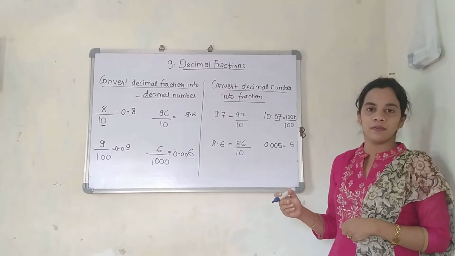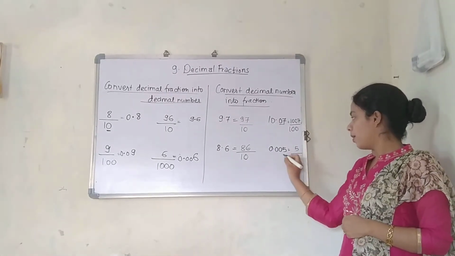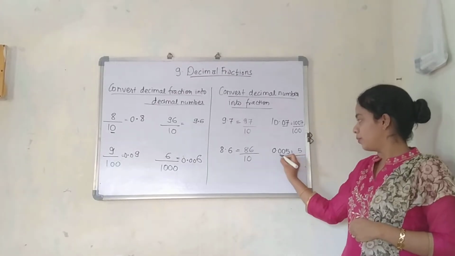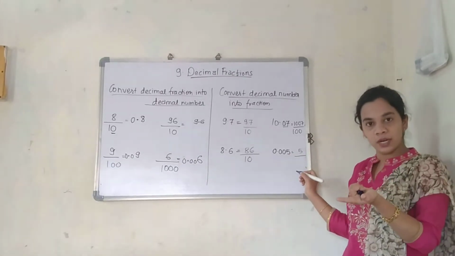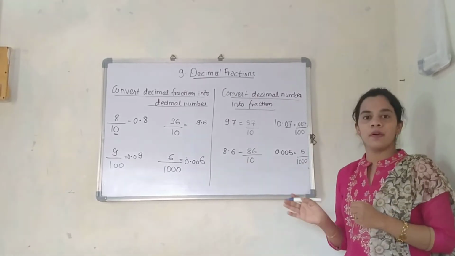Here you can see 5 is present only on the top. 0.005 is 5 itself. Zeros in the preceding places have no value. 5 upon, how many places are present here? 1, 2, 3. 3 places, and after that the point is there. So 3 zeros, 1, 2, 3. I hope you have understood this.